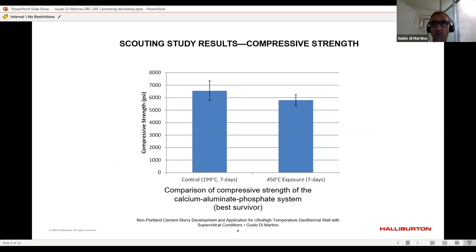To understand the presence of refractory materials, the compressive strength of calcium aluminate phosphate design samples after exposure to 450 Celsius was measured despite the presence of visible cracks in the specimens. It was reasoned that this would be an estimate of the minimal strength, as samples free of cracks would have higher strength. As was observed, the control and high temperature cured specimens had comparable compressive strength values, which suggested that properties for the calcium aluminate phosphate design could be retained upon exposure to 450 Celsius.